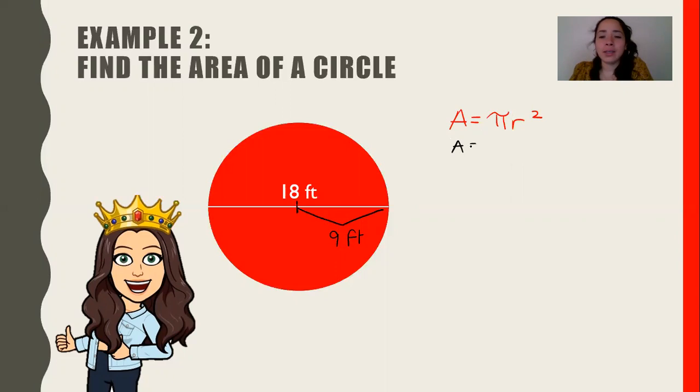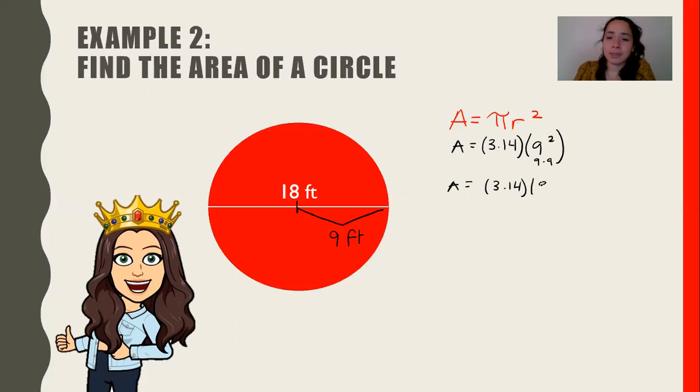So I go area is equal to pi, and pi is 3.14. And then radius squared, my radius is 9. So I go 9 squared. First thing I do is the 9 squared, and I know that's 9 times 9. What's 9 times 9? 9 times 9 is 81. And then I type it into my calculator. So 81 times 3.14, and that's equal to 254.34 feet squared.